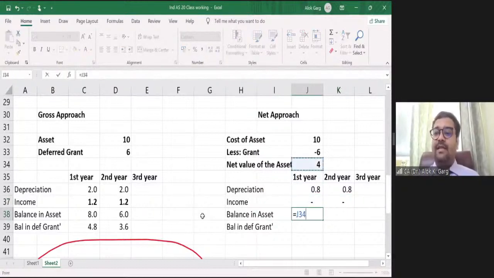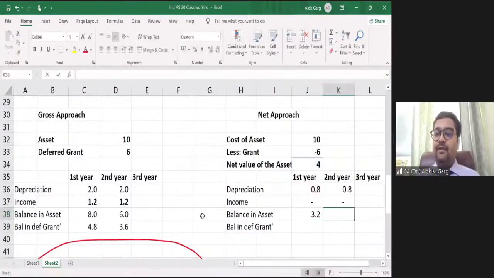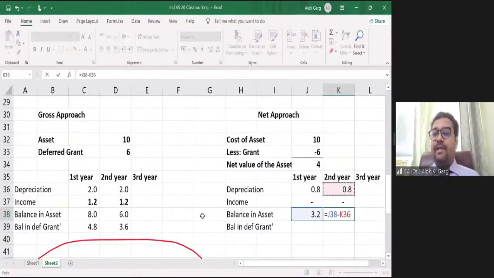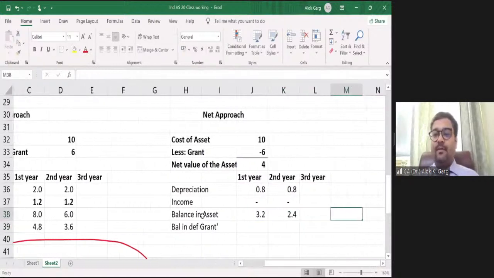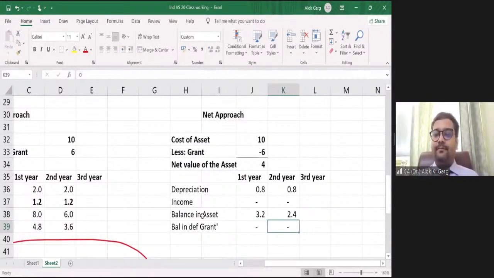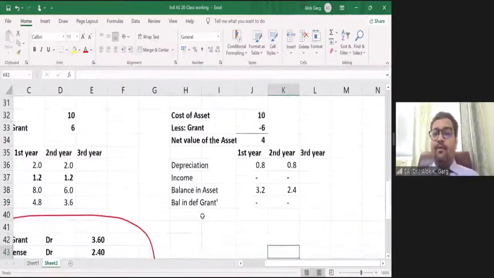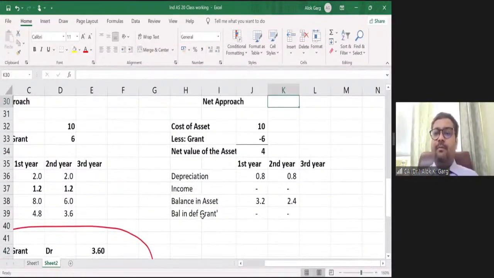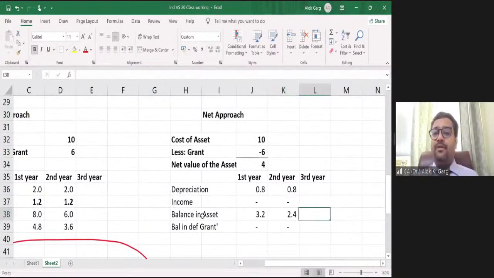Balance in asset. What will be the balance in asset? 4 minus 0.8 at the end of the first year, 3.2 minus 0.8 at the end of the second year. What is the balance in deferred grant? 0. Why? Because we are following a net approach. Right, guys? Any problem so far? Any challenge, any problem, please let me know. This is an important concept. And generally the question has been asked from the net approach in case of repayment of government grant.